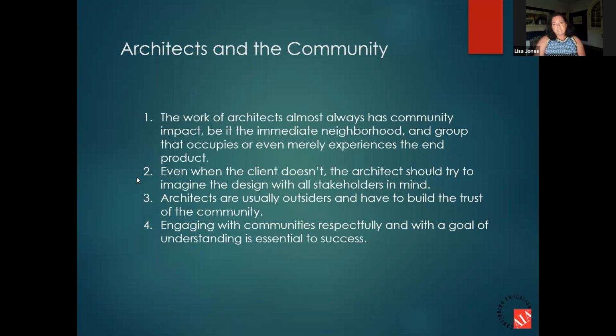Architects usually are outsiders in the conversation, so very often the client and their community may have a relationship with each other already, and the architect may be unknown to the client and unknown to the community. So one of the important things we have to do when we're engaging our community is to build up a level of trust with both parties. One way to do that is to communicate respectfully and with the goal of having understanding, and we will eventually reach success.